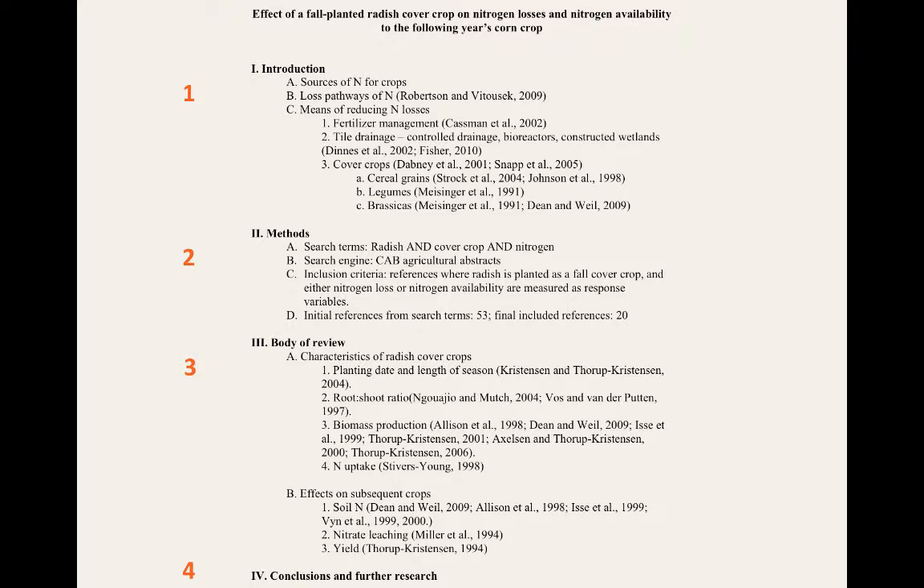As with previous mini lectures, I will talk about this assignment by going over a great example of a literature review outline from a previous student in class. There are 4 main parts of this outline: an introduction, methods, a body of the review, and a conclusions and further research section. And I will go over each of those in detail.